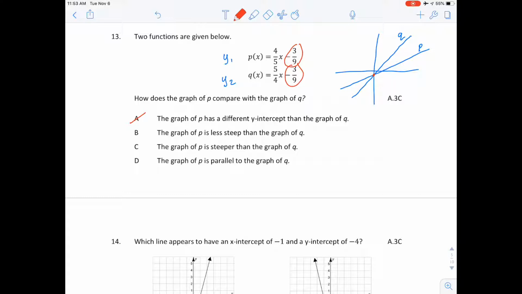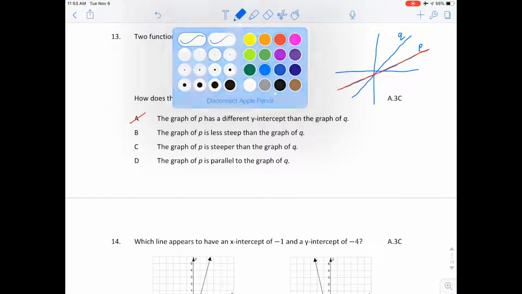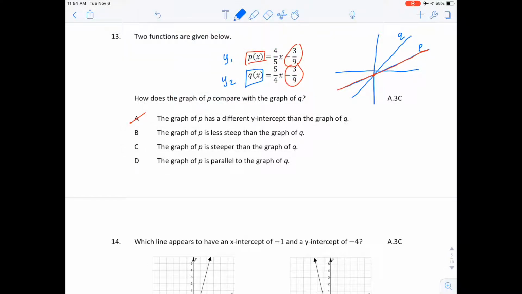B says the graph of P is less steep than the graph of Q. So remember, this one right here is P, and I should color code these. So this is going to be P, the red one. So the red one's P. The blue one is Q. So which one is steeper? Q is steeper.